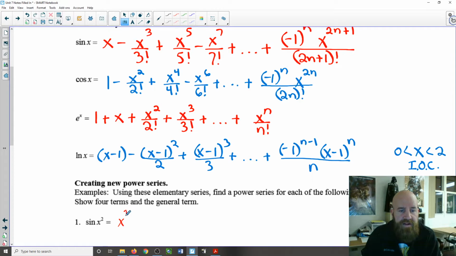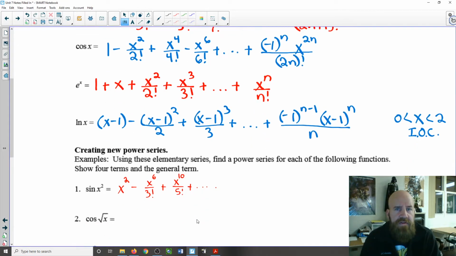So the first term is now x squared. Second term is x squared cubed, so that'd be x to the 6th over 3 factorial. And so on and so forth. So we have this x to the 10th over 5 factorial. And we just keep going. Okay, so on down the line. Like this.